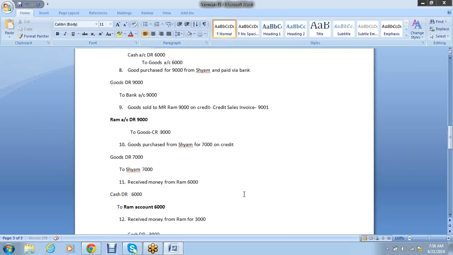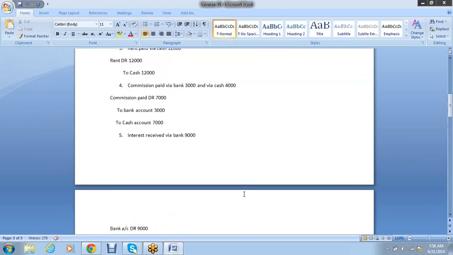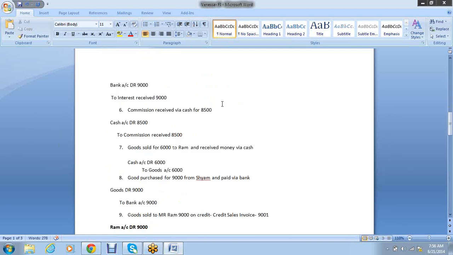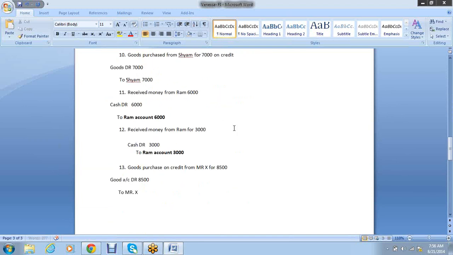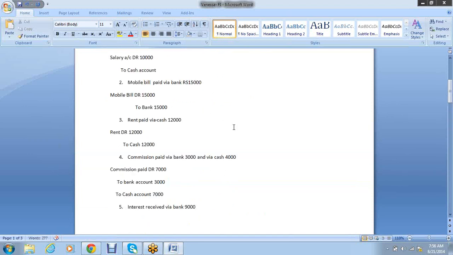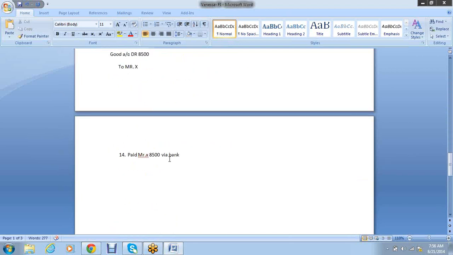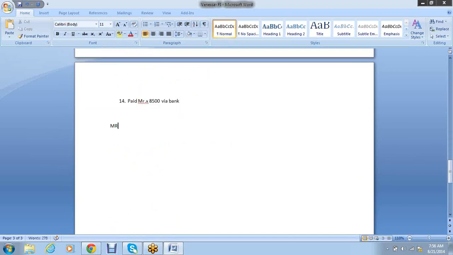Is bank a nominal account or a real account? Bank will be a real account. So, the bank account, who is the receiver? Mr. X is the receiver. Yeah, so Mr. X is personal, so Mr. X's account will be debited. Correct? Yes, he is receiving the money.